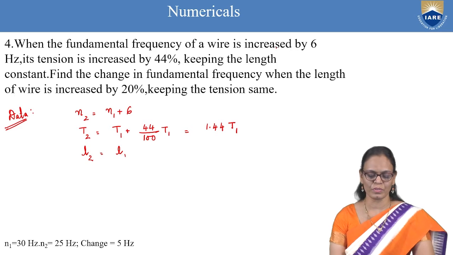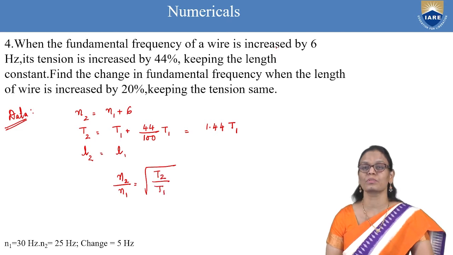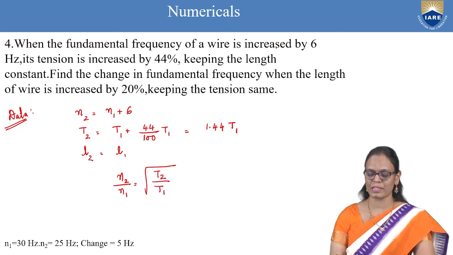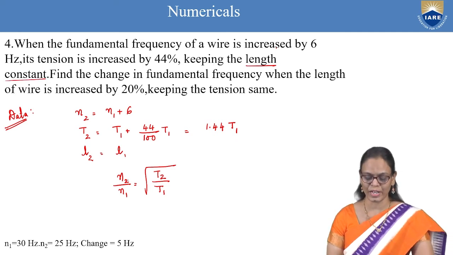So what we are going to do now is we have to find the frequency. We will first find the fundamental frequency. So how we are going to do it is N2 by N1 will be equal to, because the length remains the same, T2 by T1 under root. Because mu also remains the same, the linear density also remains the same. So we can directly use the formula N2 by N1 is equal to under root T2 by T1.